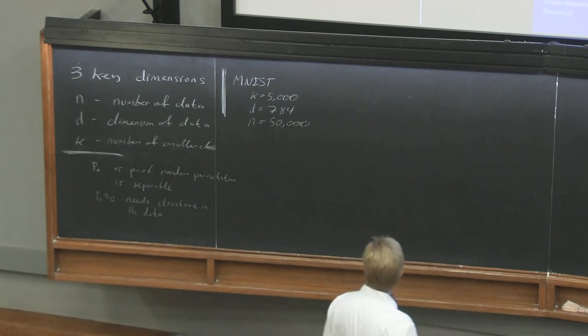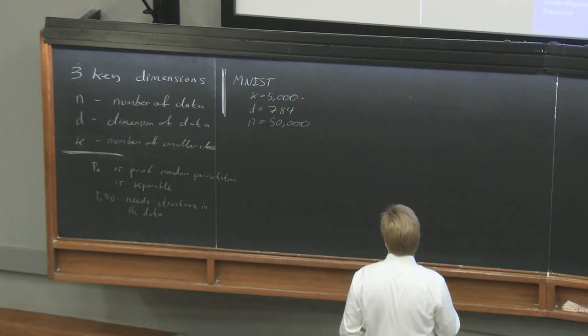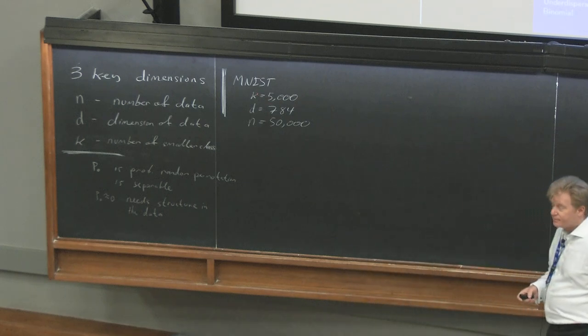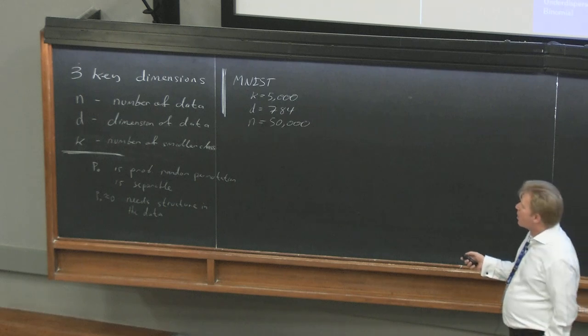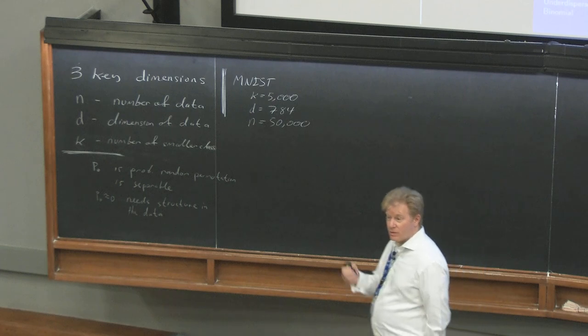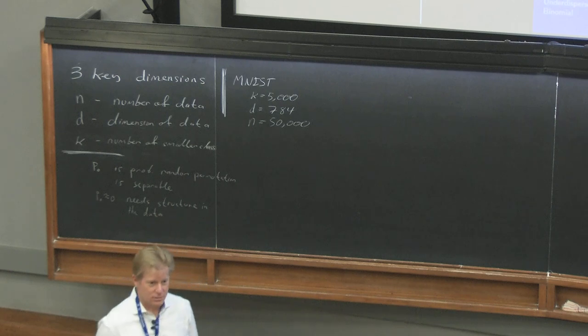Just to give you an idea, if you were thinking about MNIST, what would these numbers look like? With MNIST, you have a training set of 50,000. The images are of size 28 squared, so d would be 784, and k would be 5,000, because there are 10 digits, and you want to separate out one class from the rest.